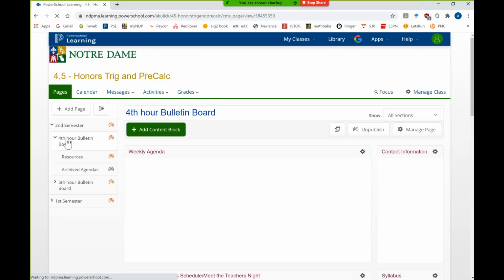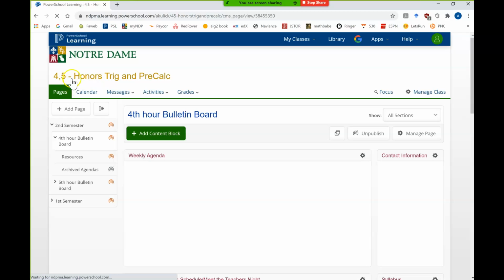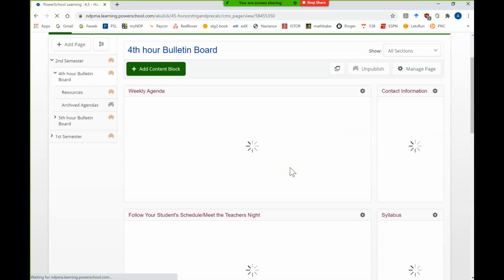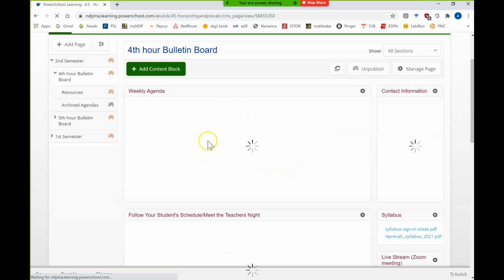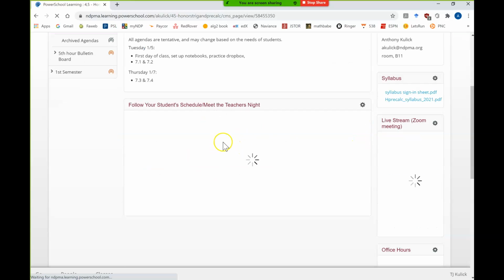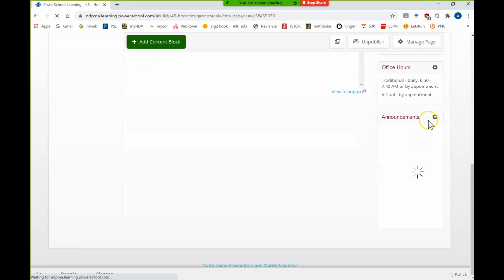This bulletin board is just kind of a warehouse for all the quick things you get during the course of the semester. So we have the information for me, the syllabus, and the Zoom stream link is there. And if there was an announcement, they'd also show up there.